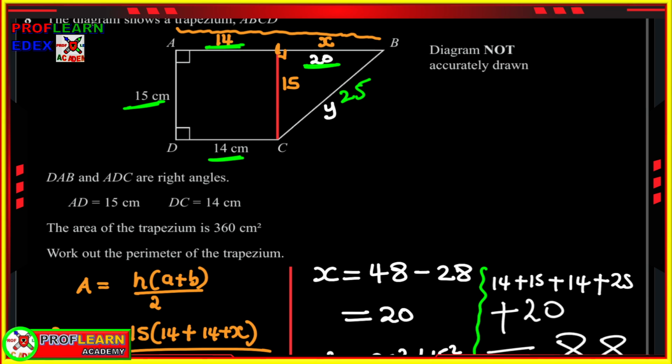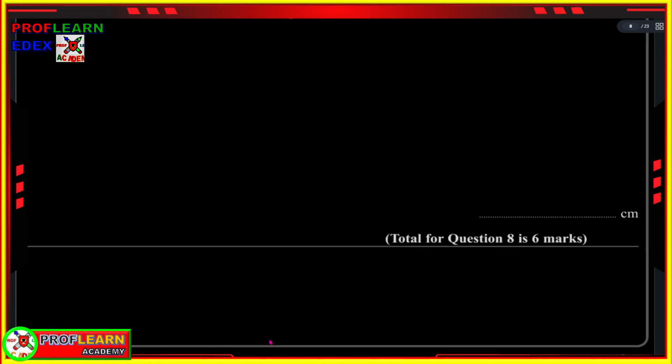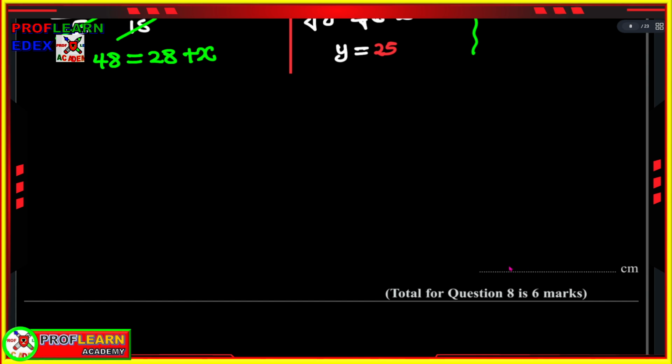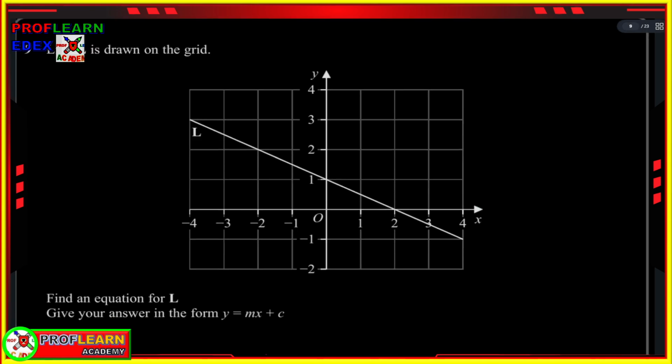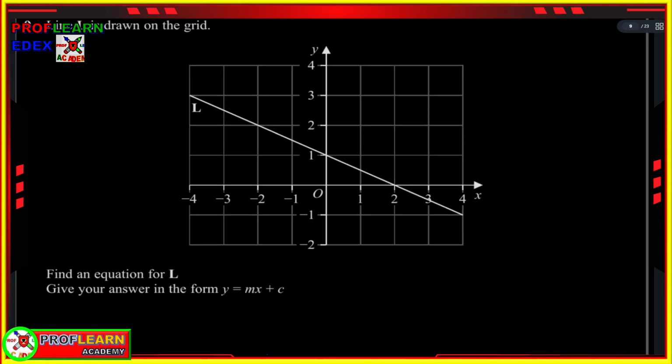Yeah, so we have gotten the perimeter being 88. Now let's see the next question. We are given a line here, and we are supposed to find the equation of L. How do you find the equation of L? We need the gradient.